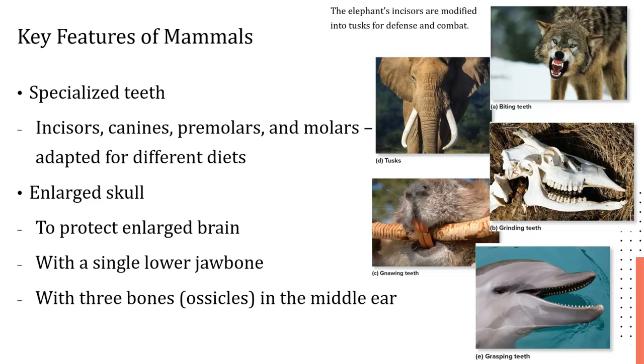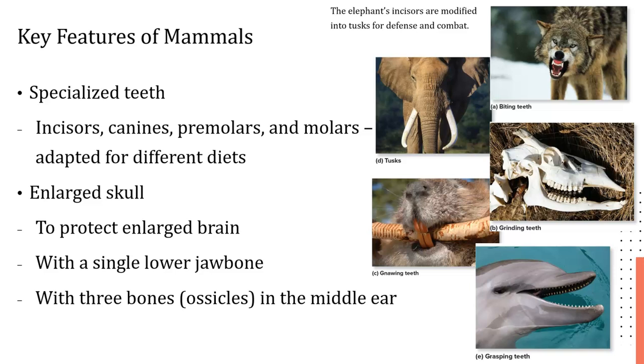We also have, mammals, have an enlarged skull. This is to help protect our enlarged brain. So generally our mammals are relatively smart compared to other organisms, and that's directly related to the larger brain. Because of that, we also see some sort of social characteristics of mammals. Mammals are, some of them are highly social, provide a lot of care to their young, and so this is related to that bigger brain.